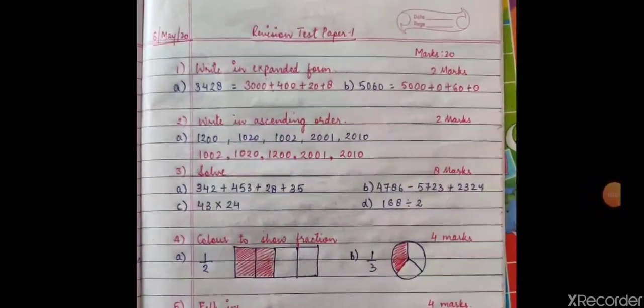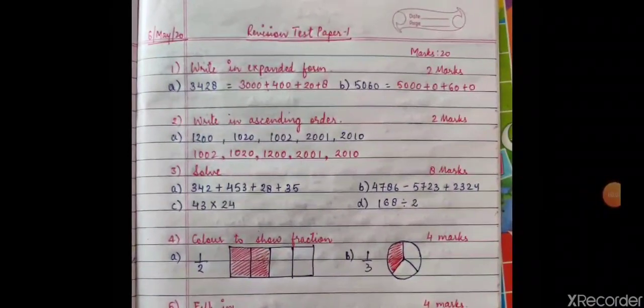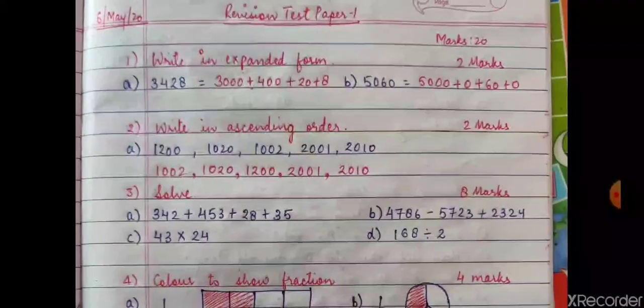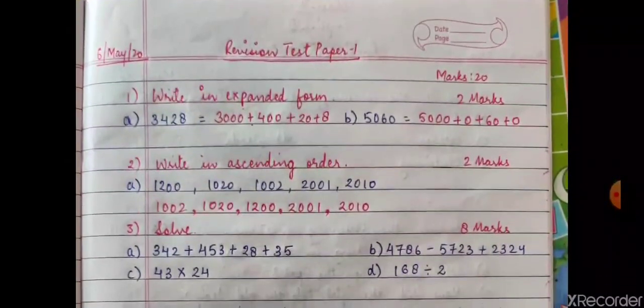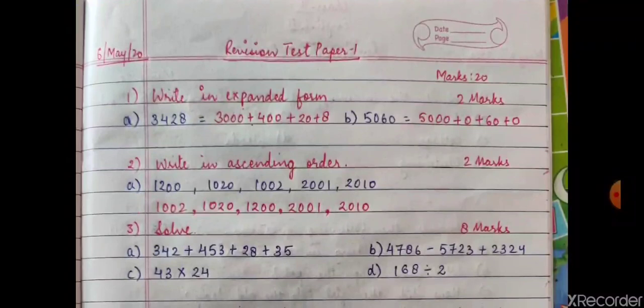Okay, starting with the answers of the revision test paper 1. One thing I would like to tell you: I have written the answers in the question paper that I made so that it is easy for you to understand, as you can see the question as well as the answer in the video. Alright, so the first question was write in expanded form. We had to write the question in the expanded form.